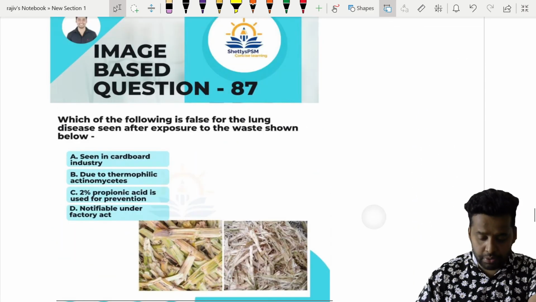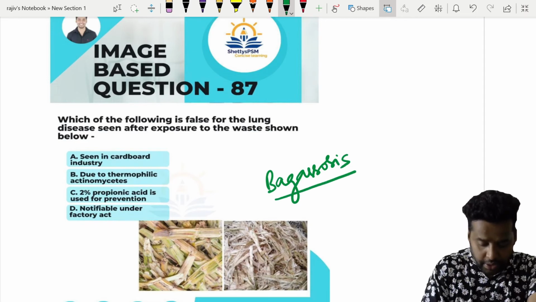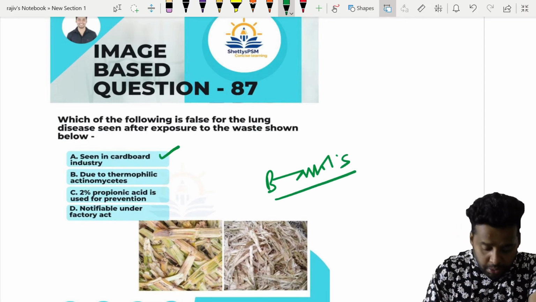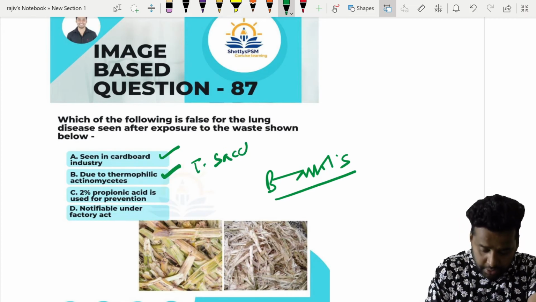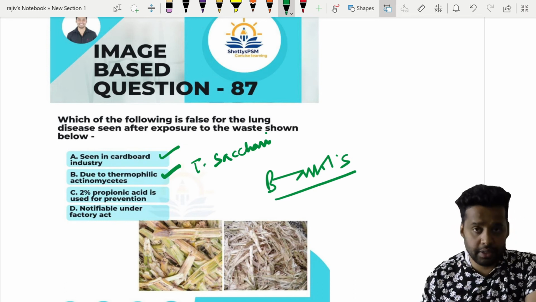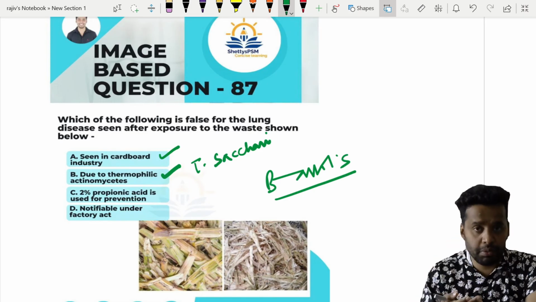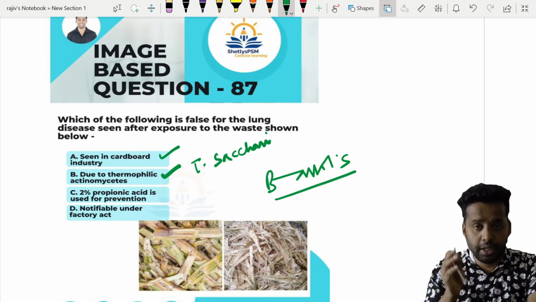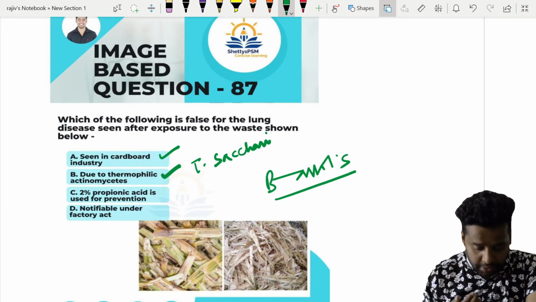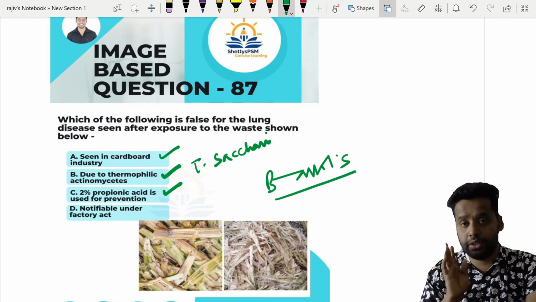Which of the following is false for the lung disease associated with sugarcane waste? Sugarcane waste, bagassosis, first identified in the cardboard industry, correct. Due to thermophilic actinomycetes, correct. The specific species is Thermoactinomyces sacchari. It's a type of thermophilic actinomycete. That fungus can be killed using 2% propionic acid, which is used for prevention.